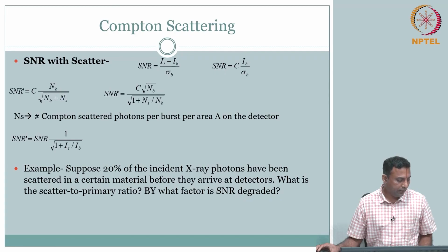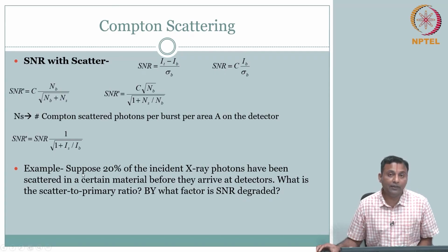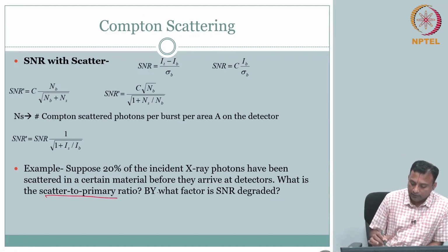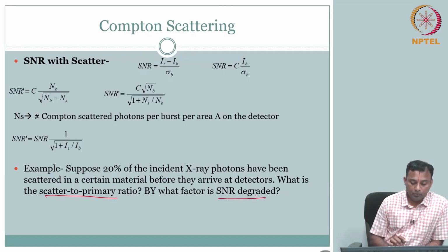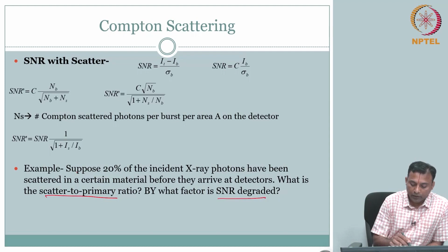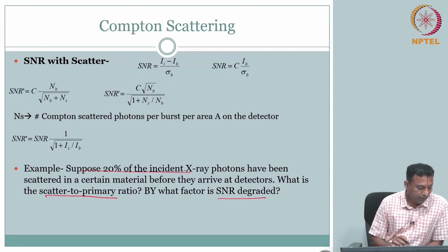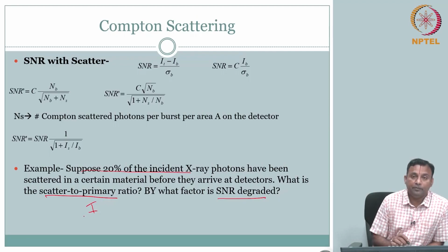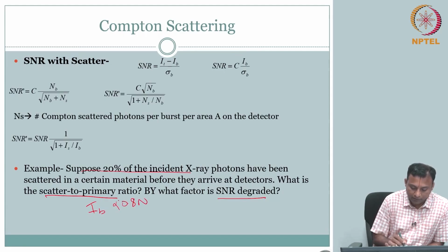So, this is straightforward, right? You can calculate this. What is given? Once you get this, this is not a big issue. You are given 20% of the incident X-ray photons have been scattered. So, what do I need? I need IS by IB. So, what is IS, what is IB? I can say IB is about 80% of the N. This is proportional, because you are given 20% is scattered.